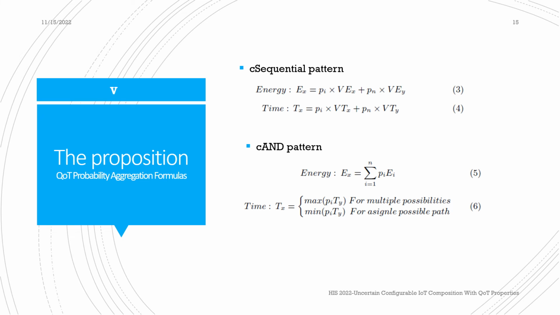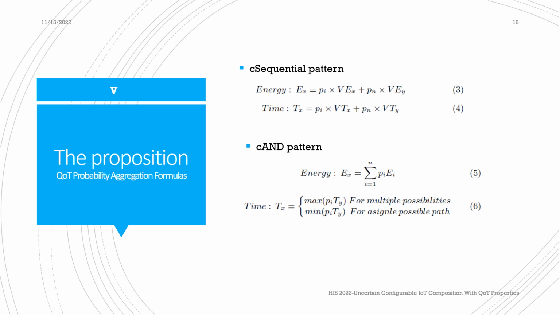Let's move to the main step of our proposition, which is the quality of thing probability aggregation formulas based on the different patterns. Based on the quality of service principle, the quality of thing metrics are classified into five categories according to their characteristics in different composition patterns, which are as follows: additive, multiplicative, concave, convex, and weighted additive. So, in each configurable composition, we define the appropriate formula.